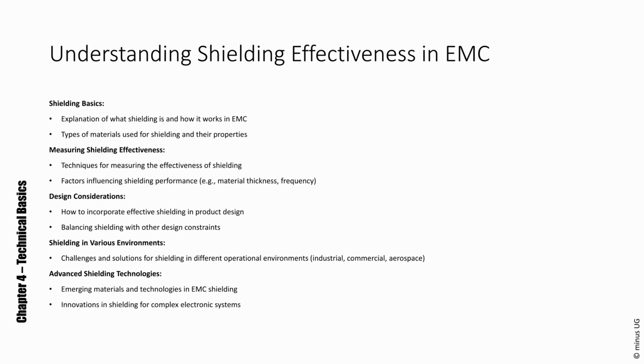Factors that influence shielding performance include material thickness. Thicker materials usually provide better shielding. Material composition and the frequency of the electromagnetic fields also matter. Different materials have varying effectiveness at different frequencies.